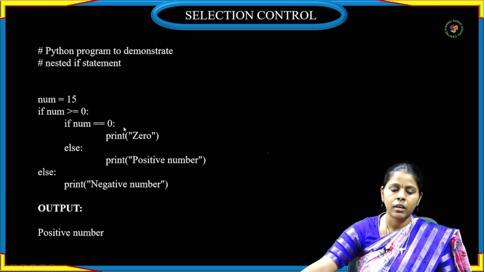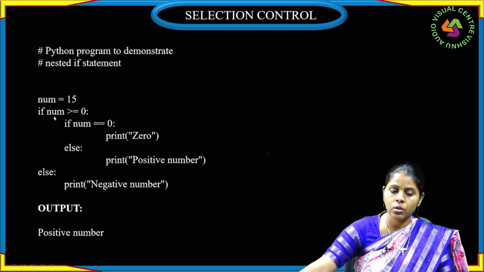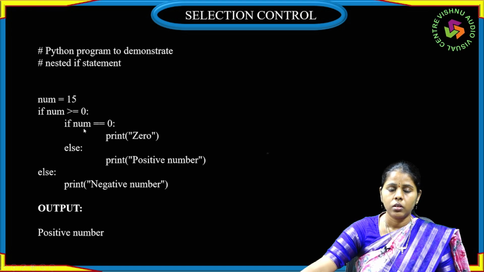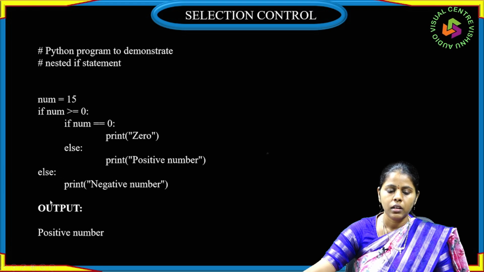Suppose I am giving here num equal to minus 1. So here it will check for the condition num greater than or equal to 0, that is minus 1 greater than or equal to 0, no. So it won't go to this inner if condition. It will directly go for the else block, so that is negative number.